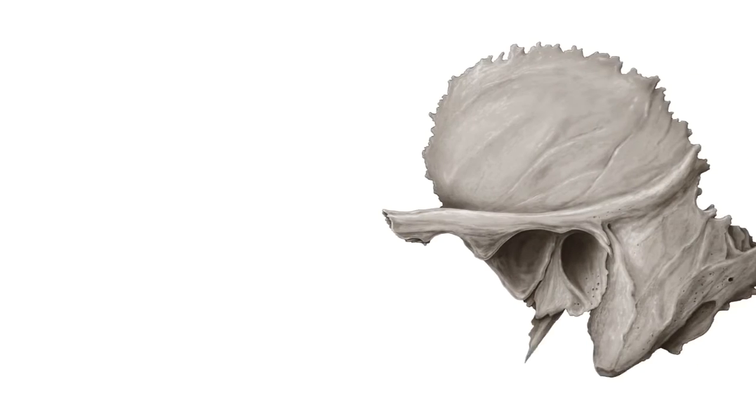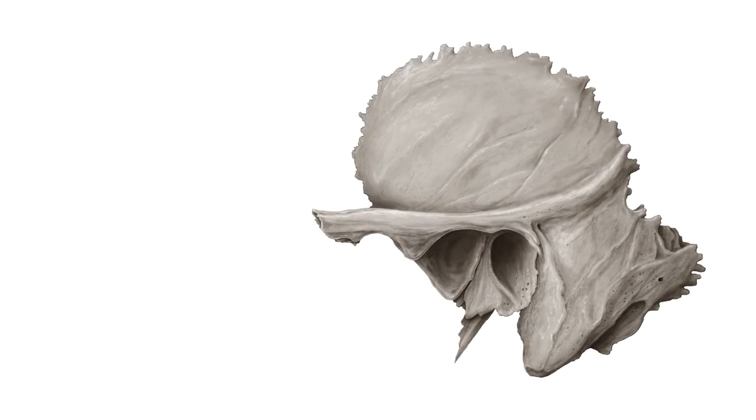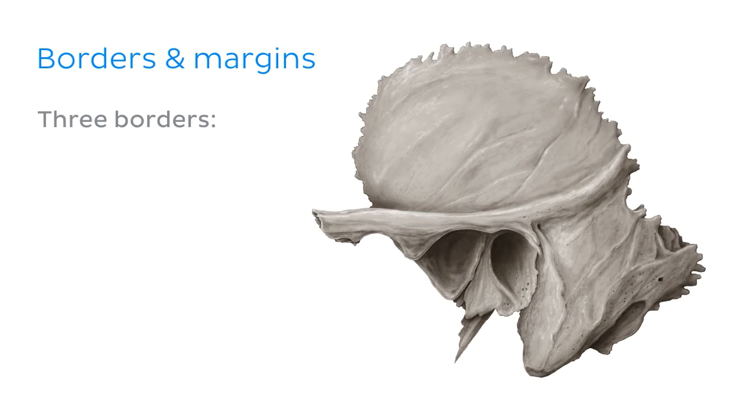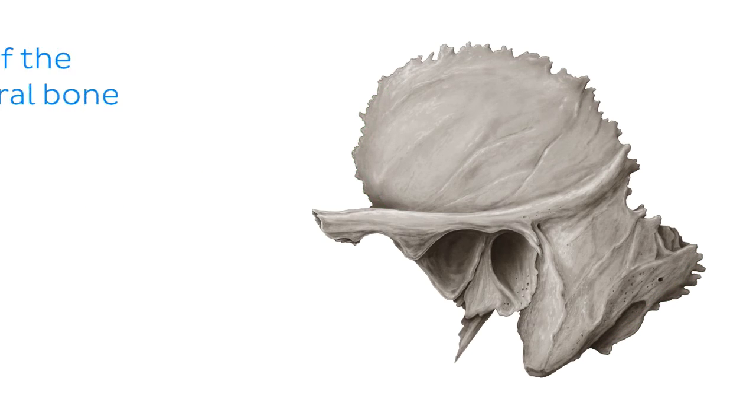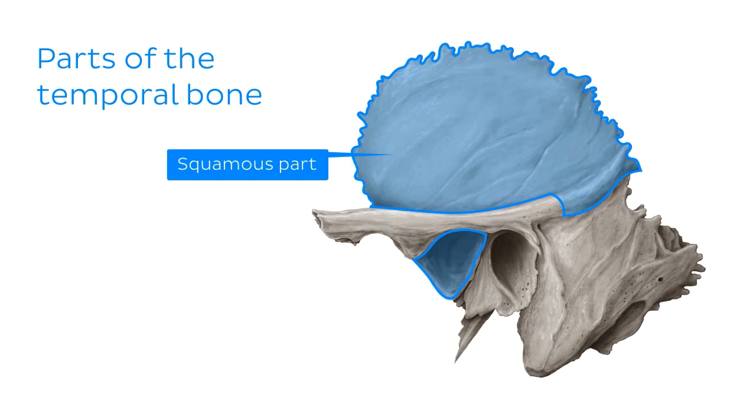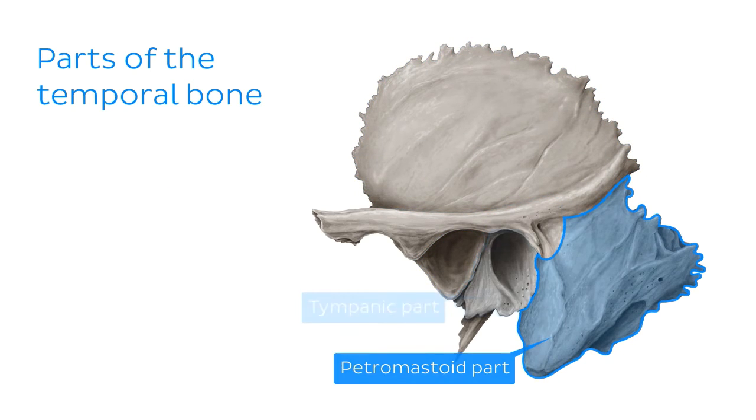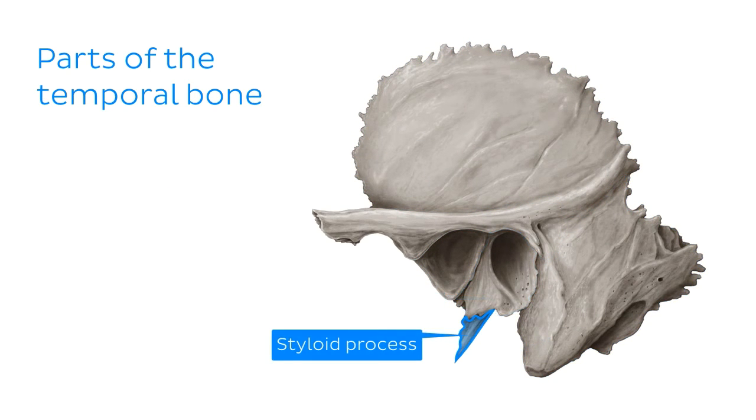Okay, let's wrap up this tutorial by summarizing what we've talked about today. First of all, we saw that the temporal bone is a bone located bilaterally on either side of the skull. We then looked at the three borders or margins of the temporal bone: the parietal border, the occipital margin, and the sphenoidal margin. We then looked at its four parts, which included the squamous part, the petromastoid part, the tympanic part, and the styloid process.